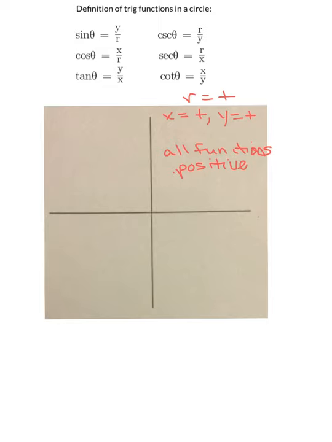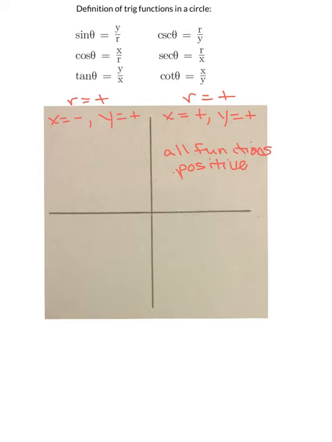Let's go over to quadrant 2. We know that r is positive. In quadrant 2, x is negative and y is positive. So let's think about what happens with the functions over here. If you're doing sine in quadrant 2, you're going to put positive y over positive r. You're going to get a positive answer. So if sine is positive, so is cosecant. Reciprocals are always the same sign as the original.